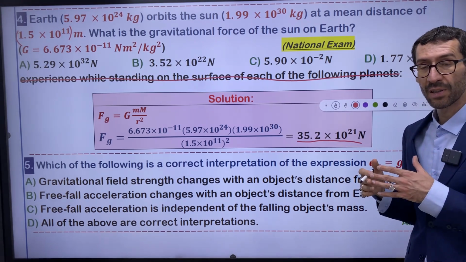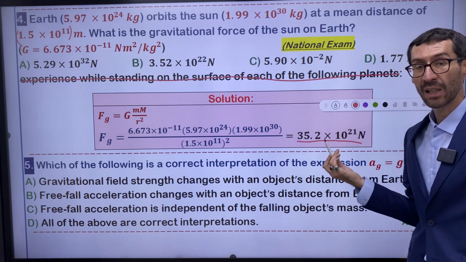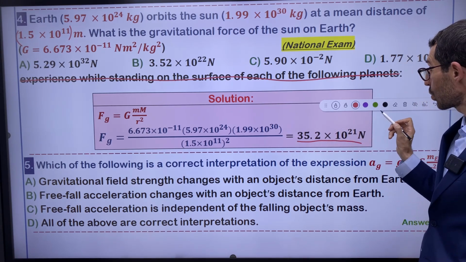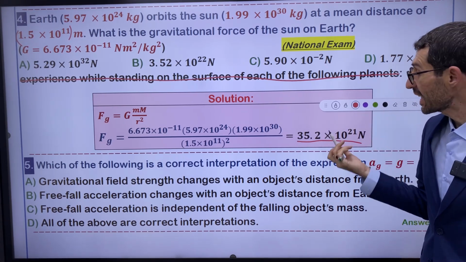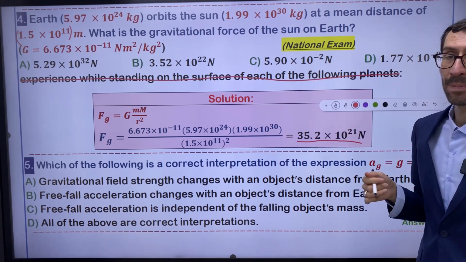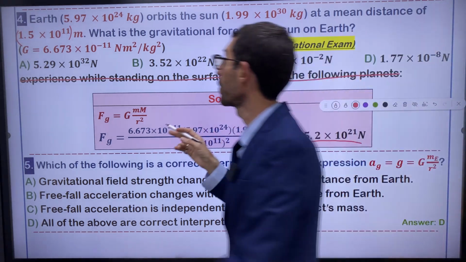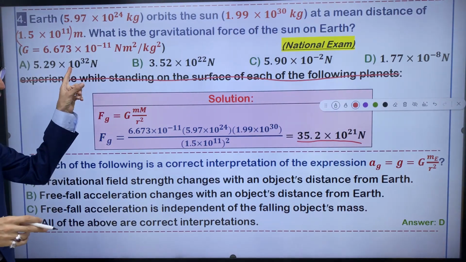You use a calculator, and by means of the calculator, you find this number: 35.2 times 10 to the 20 Newton. Let's search for this number in the multiple choices, right? In the multiple choices, A, 5.29 times 10 to the 32.